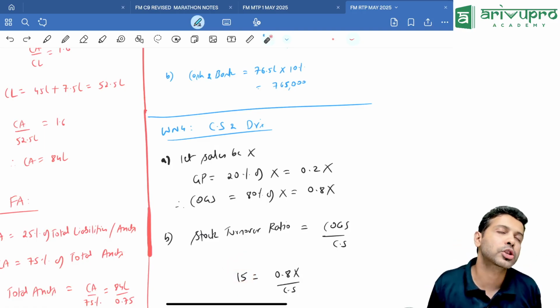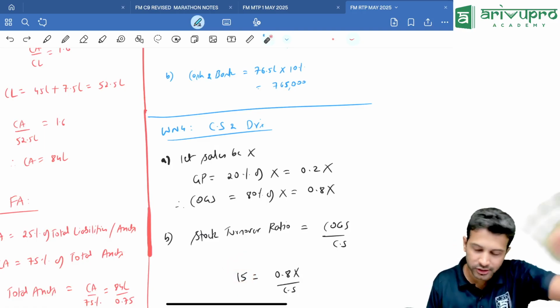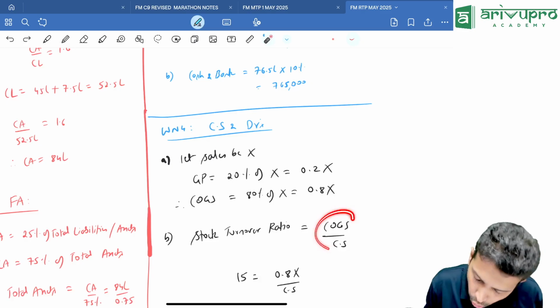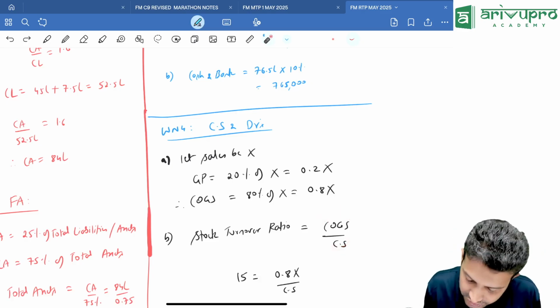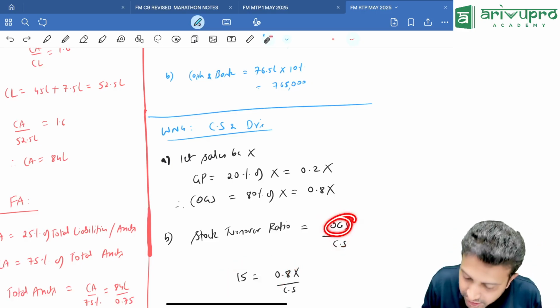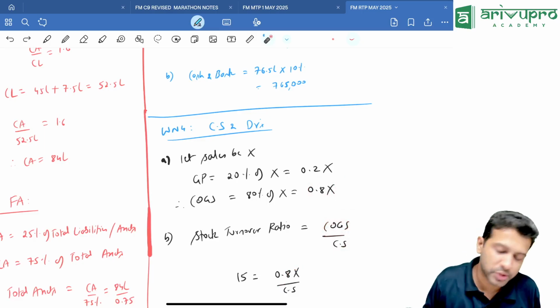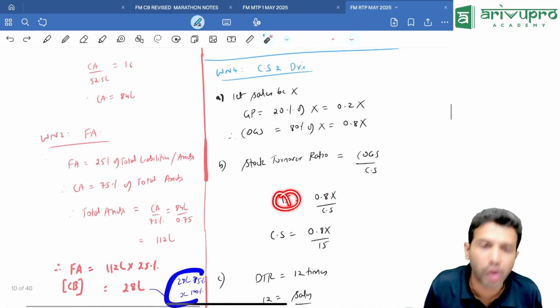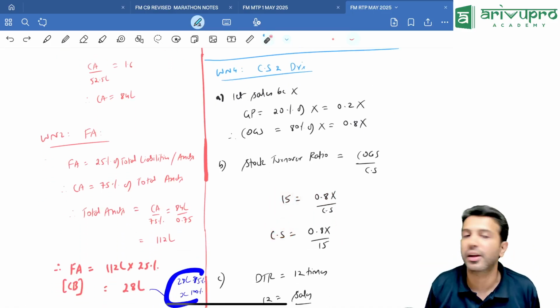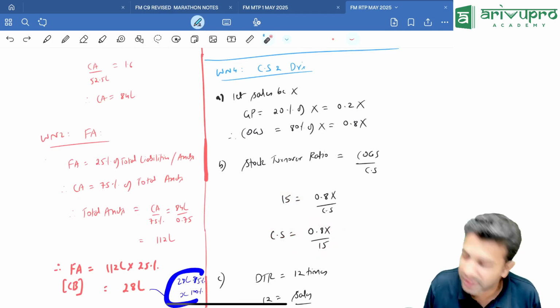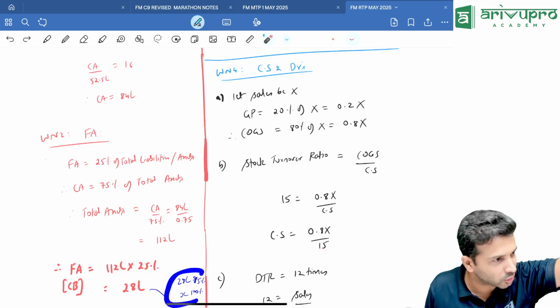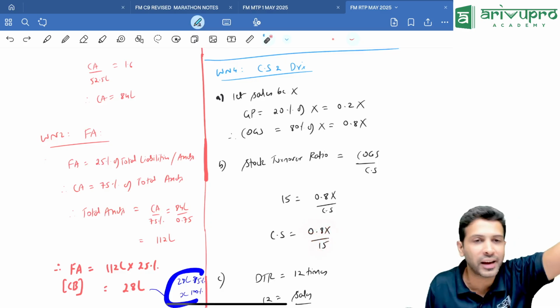Tell me the formula for stock turnover ratio. COGS divided by, we don't have average information here. So we'll have to use closing stock. COGS divided by closing stock is equal to how much? 15. Now will we write COGS or we will substitute? Instead of COGS, we will write 0.8x divided by closing stock is equal to 15. Therefore, closing stock will be equal to how much, sir? 0.8x divided by 15. This is okay. Closing stock is 0.8x divided by 15.